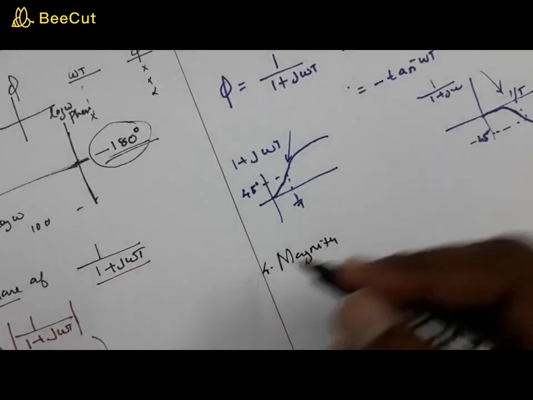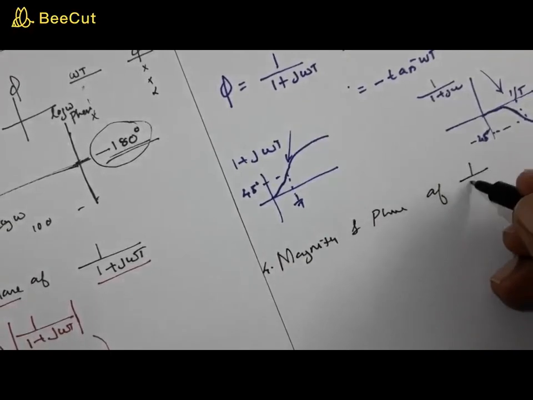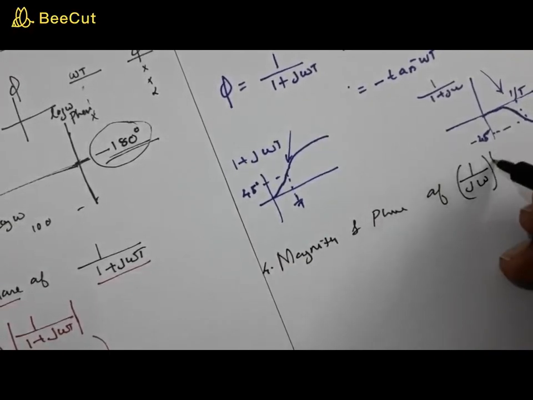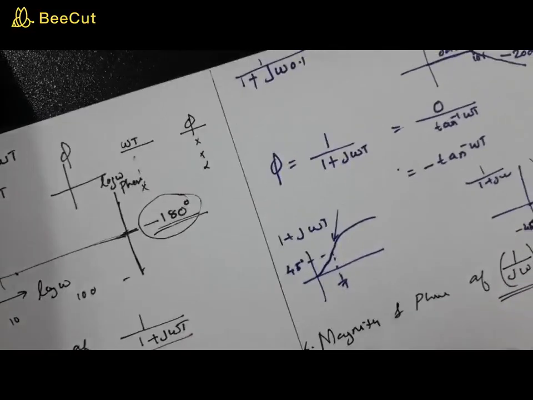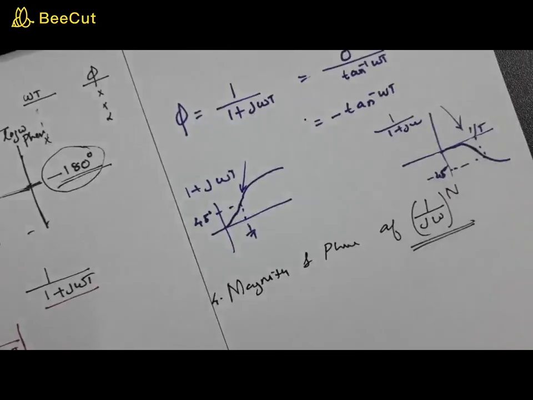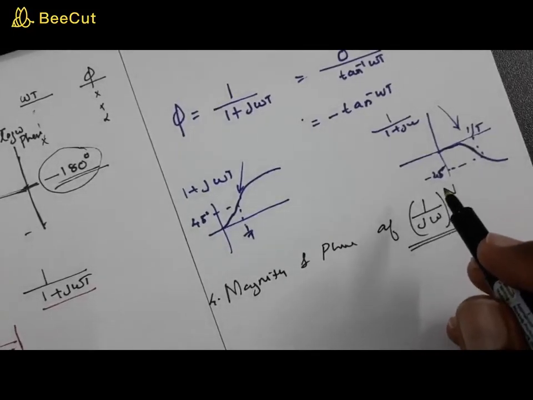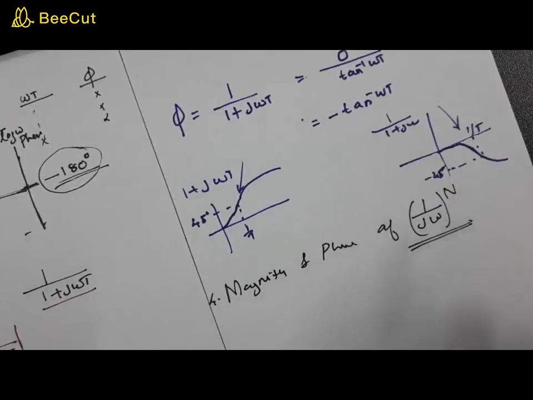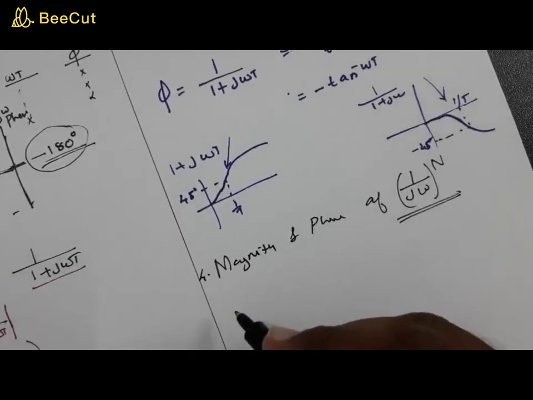Now the fourth one is the magnitude and the phase of 1 by j omega raised to n, which is another important thing. Even though we have separated the constant term and this term, when we draw the Bode plot, we will combine these two terms together. So that has got a relevance that you will understand later. Anyway, let us try to find out the magnitude and the phase of this term.